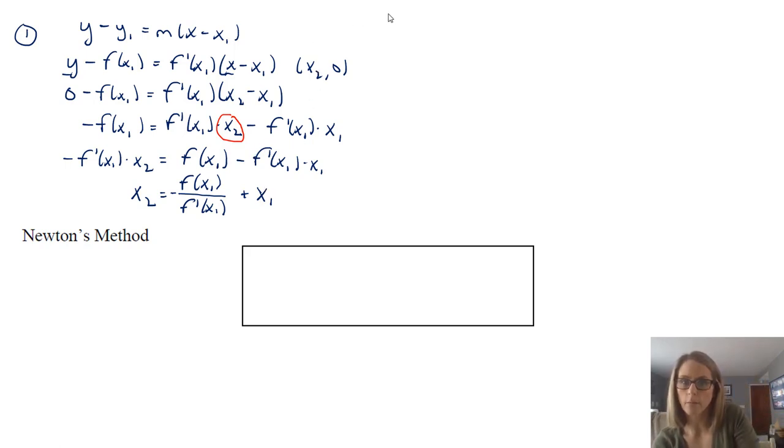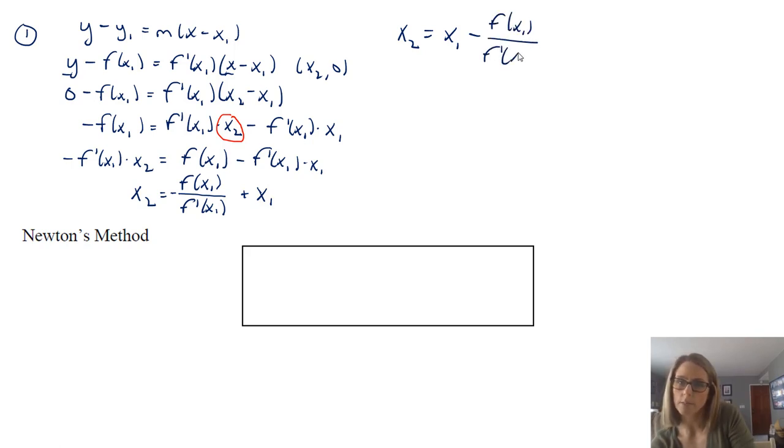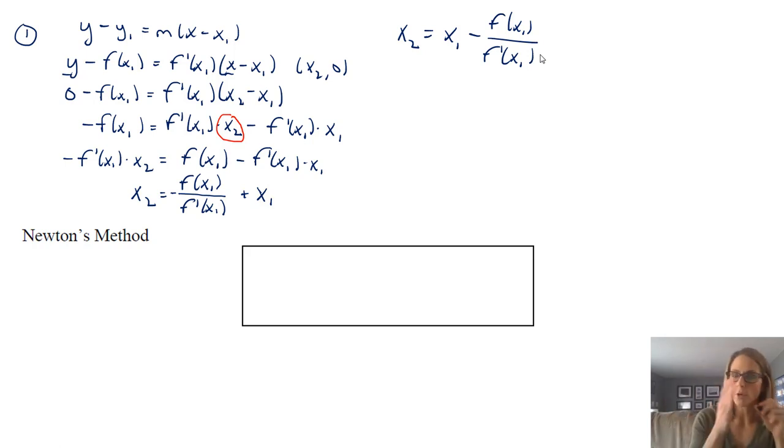So let me write that like this. This is typically how you'd see it. x sub 2 equals x sub 1 minus f of x sub 1 over f prime of x sub 1. So the point is, your new root is simply your old root minus the y value at the old root, x sub 1, divided by the derivative at x sub 1. And that would be your x sub 2.